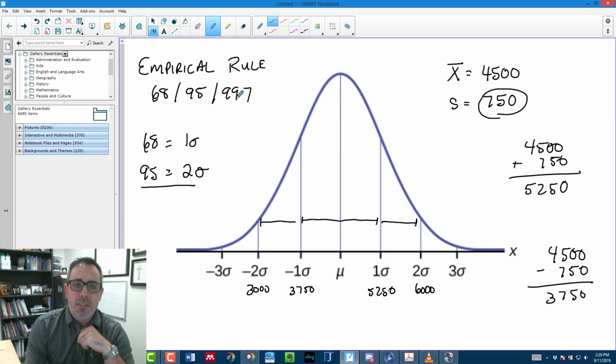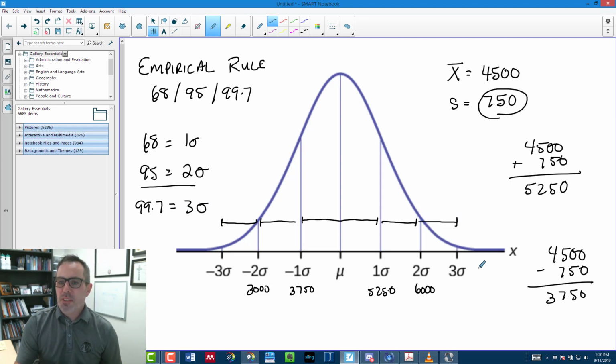The 99.7, this is almost all of them. 99.7 is 3 sigma. So now we are going all the way out to that third standard deviation. Notice that when we look at this normal distribution, this is almost the entire thing. So 99.7 is going to fall between 2,250. Once again, I subtracted 750, and I'll add 750 to go to 6,750. That is the empirical rule.